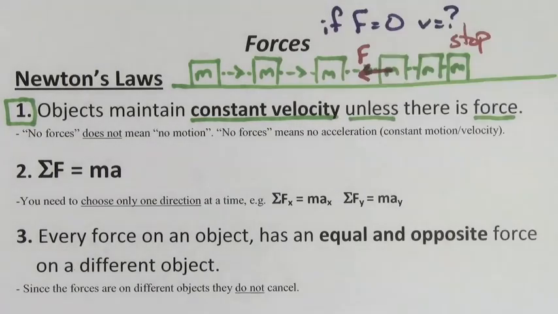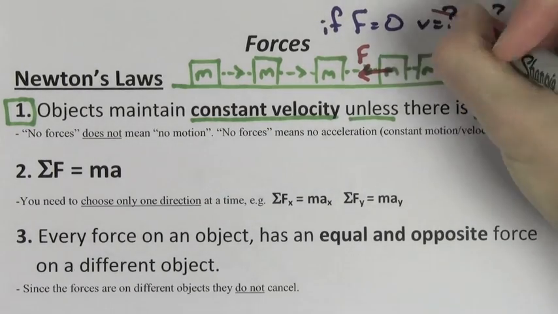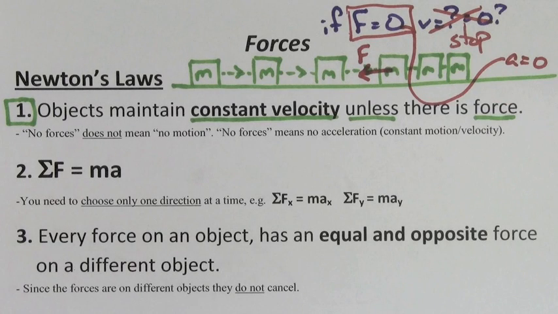If there was no force on an object, what could we say about the velocity of that object? Could we say that the velocity is zero? No, we could not say the velocity is zero. Forces only tell us information about the acceleration of that object.